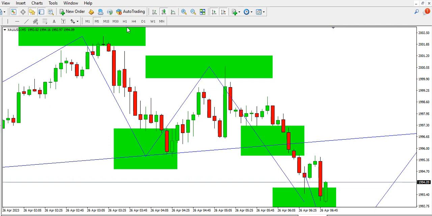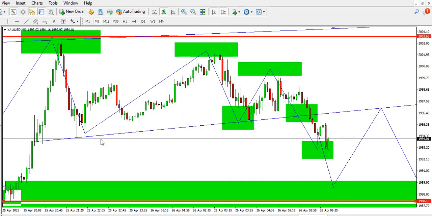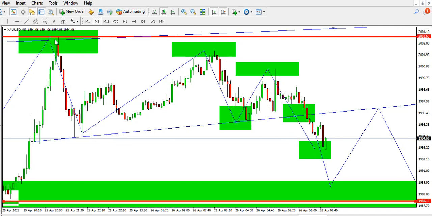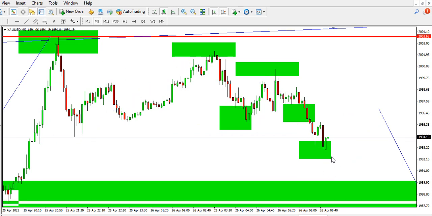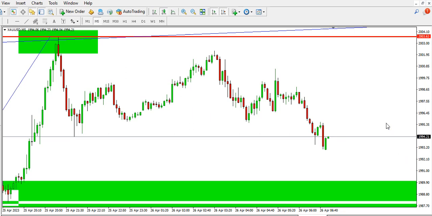On the 5 minutes time frame, let's look at what's going on. On the 5 minutes time frame, we can see price descending. Let me remove these lines so that we can see what we are looking at. Just a minute. Okay, so this is the 5 minutes time frame. We're looking at how we can scalp gold.